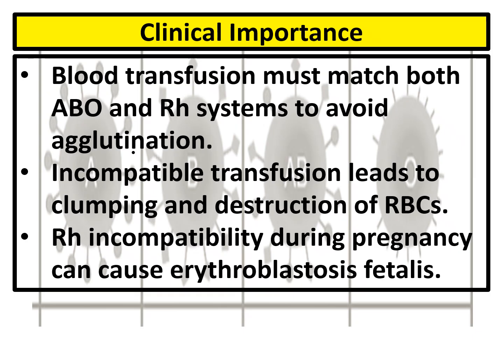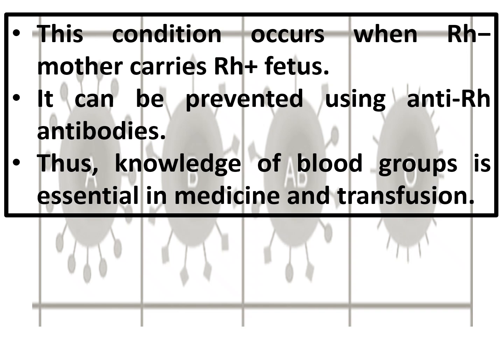So in Rh incompatibility during pregnancy, if both the parents are positive, no problem. If both the parents are negative, no problem. If one is positive and one is negative in the parent combination, the baby can definitely be affected. To prevent that, the mothers are injected with anti-D injections. This condition occurs when an Rh negative mother carries an Rh positive fetus. As we already discussed, it can be prevented using anti-Rh antibodies. Thus, knowledge of these blood groups is very, very essential in medicine and transfusion.